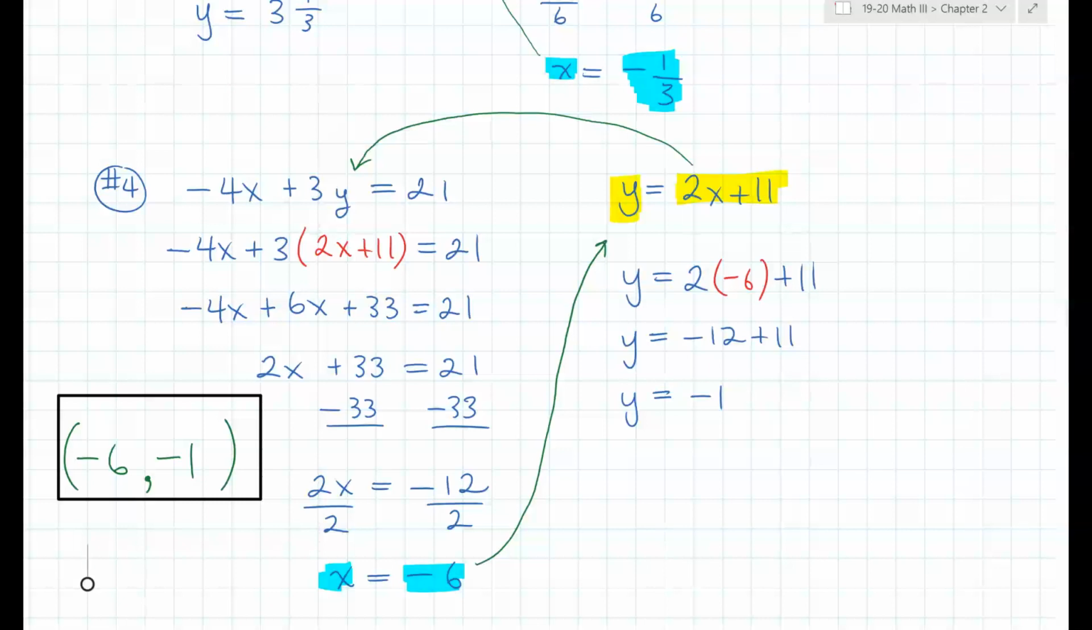Honestly, I don't think solving by substitution is hard to do, but the steps can sometimes be confusing, okay? So you have to make sure that you have your two equations. You choose one to solve for. In our case, we didn't have to do that. They already gave us those first two examples. They already said y is equal to this, okay? So I don't need to worry about that.